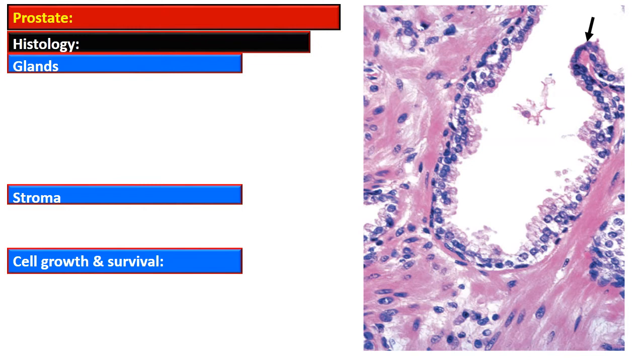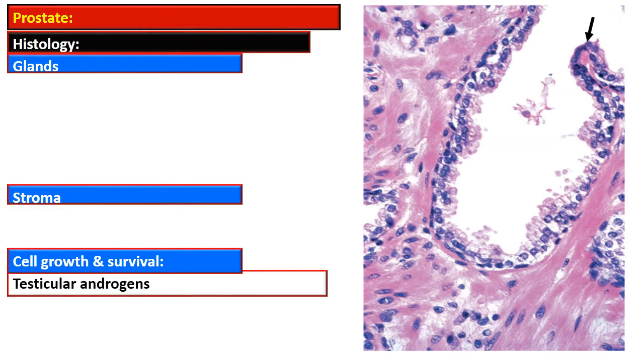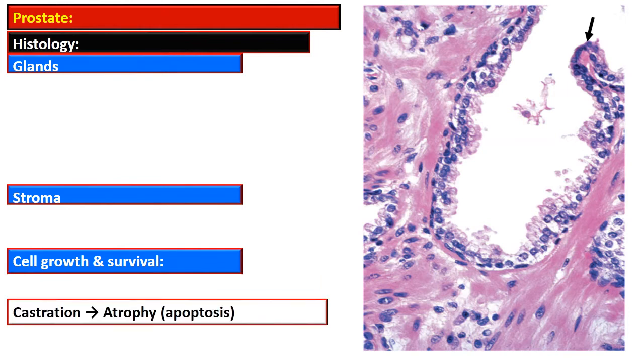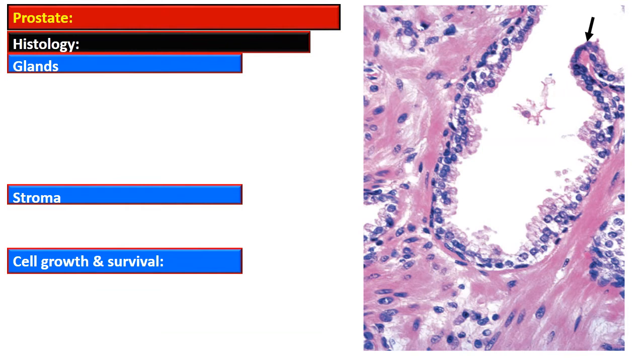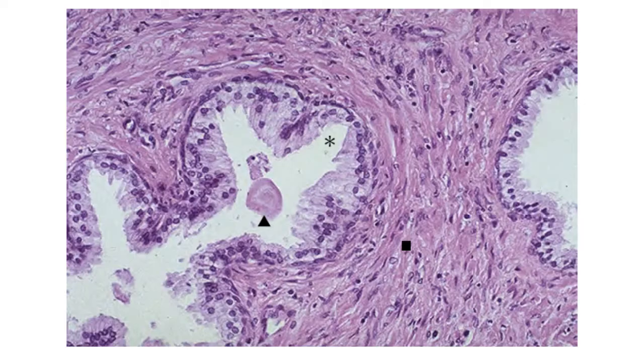There is little increase in the size of the prostate until puberty. At puberty, under the influence of testosterone, growth and differentiation occur. The enzyme 5-alpha reductase in prostate stromal cells converts testosterone that is produced by the Leydig cells of the testes into dihydrotestosterone, and this dihydrotestosterone is responsible for prostatic growth. Castration leads to atrophy of the prostate through apoptosis.